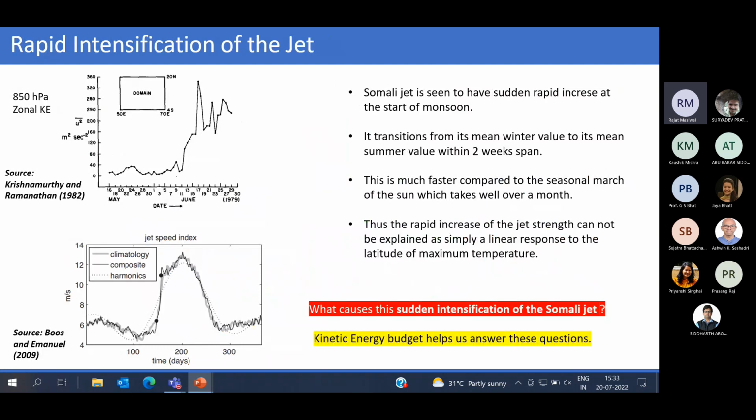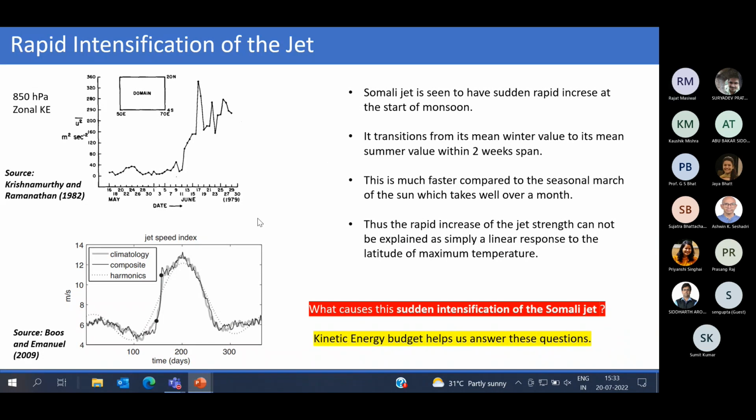So the Somali jet is seen to have a sudden and rapid increase at the start of the monsoon, which can be seen in these two figures. The first one is from Krishnamurthy and Ramanathan. They plot the 850 hectopascal zonal kinetic energy, and you can see that from roughly 9th June to 16th June, there is a sharp increase in the kinetic energy. Also, the figure at the bottom is by Bose and Emanuel. Here they have not plotted the kinetic energy, but a similar metric. They call it the jet speed index. And we can see that there is a very sharp increase of this jet speed index.